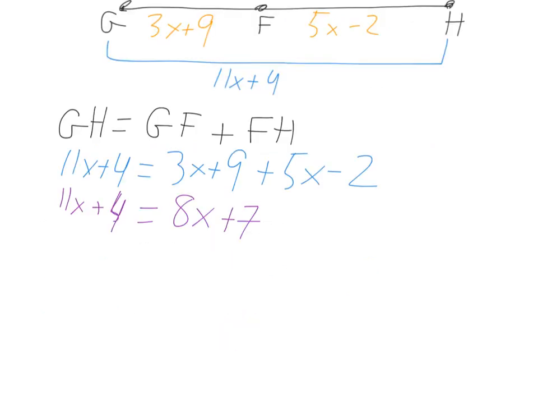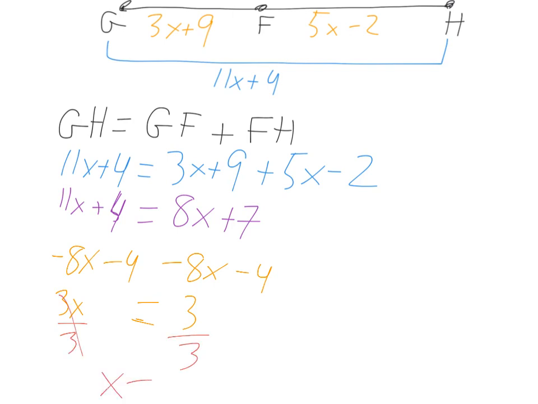Now let's keep combining like terms. Let's remove that 8x from both sides. We're going to subtract 8x from both sides. That's going to give us 3x on the left. We're also going to subtract 4 from both sides to get rid of that plus 4 to give us a 3 on the right side. Well, 3x equals 3. Divide both sides by 3. And we have x is equal to 1.